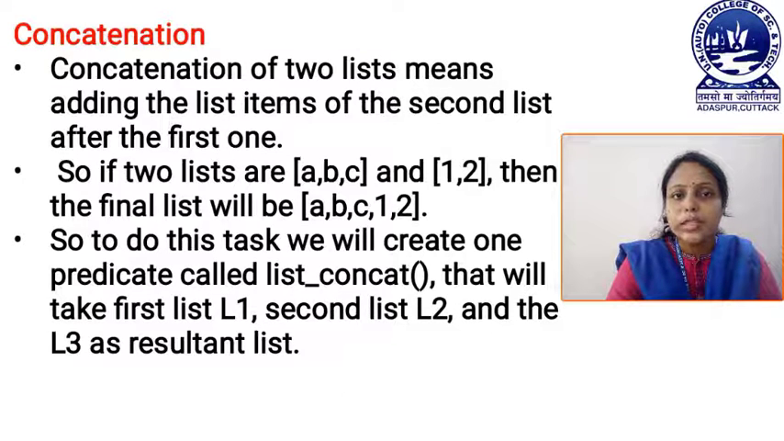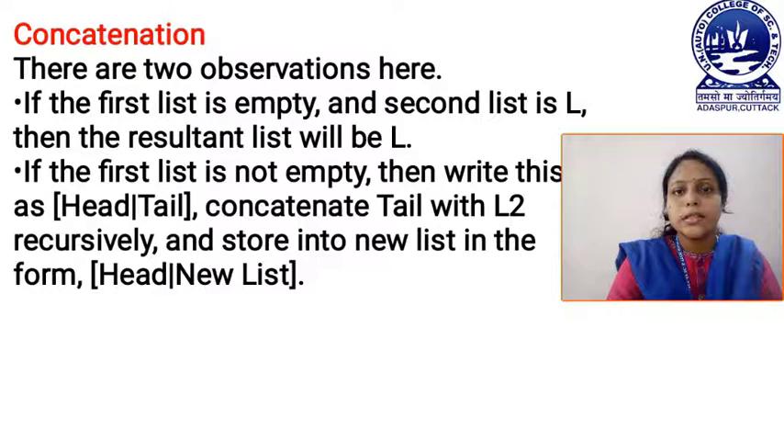To do this task, we will create one predicate called list concatenate, and that will take the first list as L1 and the second list as L2 and produce the resultant list L3. There are two observations here. First, if the first list is empty and the second list is L, then the resultant list will be L. After concatenation we get the resultant list, which is also L.